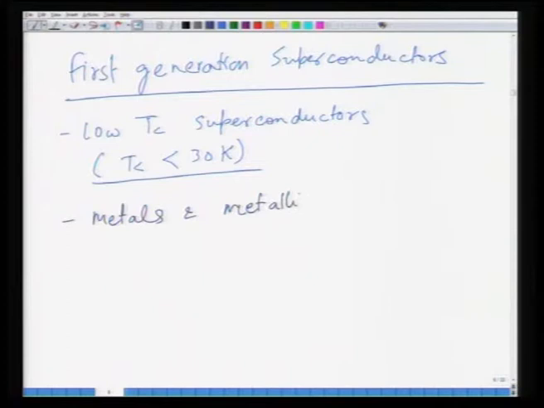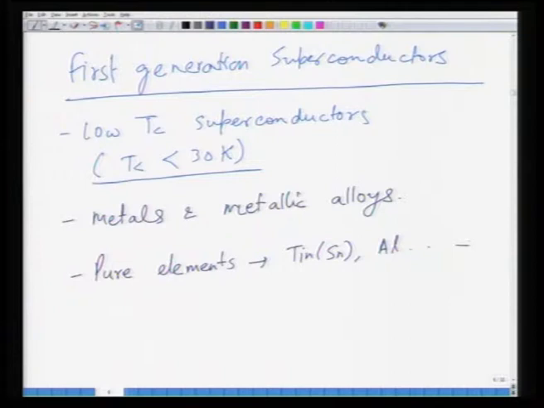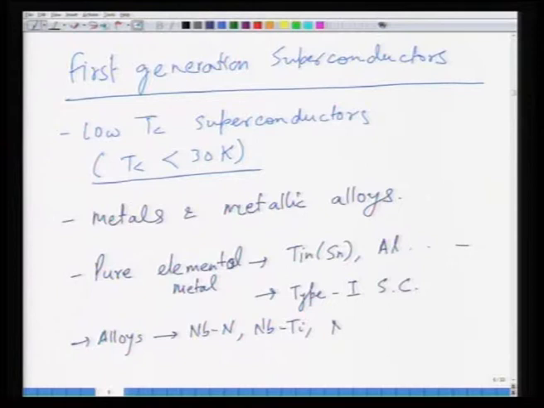And even in this there was a distinction. Pure elements such as tin or aluminium, or mercury, these all elemental, pure metals, were called type 1 superconductors. While the alloys such as niobium nitride, niobium titanium, niobium germanium, and a variety of other alloys, were called type 2 superconductors. What type 1 and type 2 mean will be clear to you in a while, but this was the definition of low temperature superconductivity in metallic systems before the advent of high temperature superconductivity.